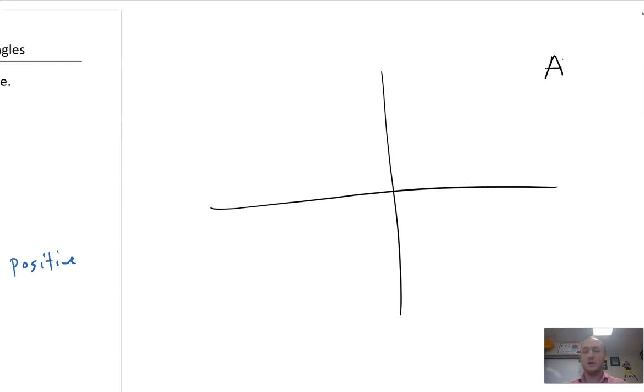Always positive, right? And that stands for all. So all. Okay, in quadrant 2, only sine is positive, all students. So S represents sine in quadrant 2, and that's positive.